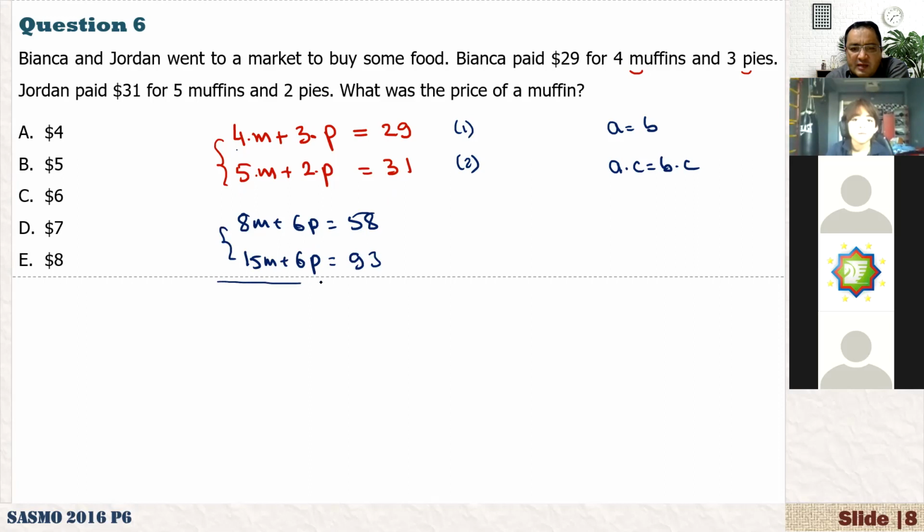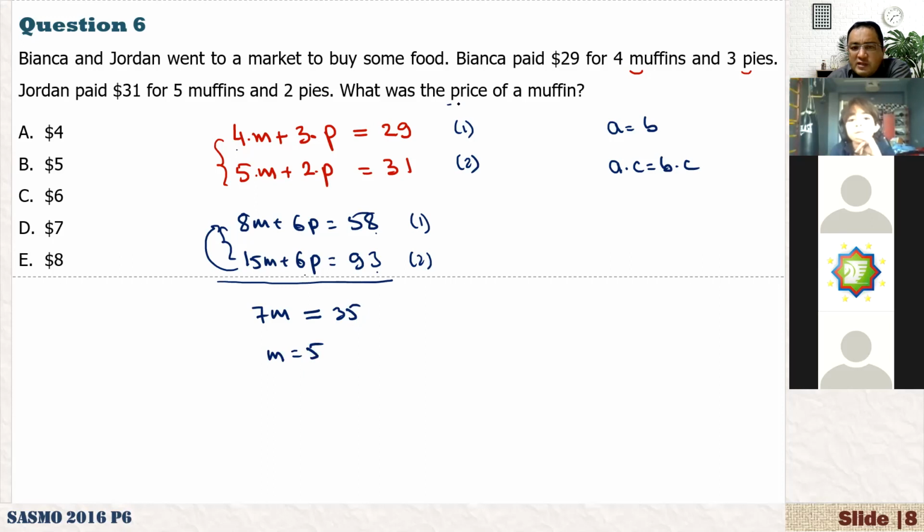Now if you just subtract side by side, maybe you want to subtract the first equation from the second one. 15 minus 8, it is 7M. 6P minus 6P is equal to 0. 93 minus 58, that's equal to 35. And we know that 7 times 5 is 35. So M is equal to 5.